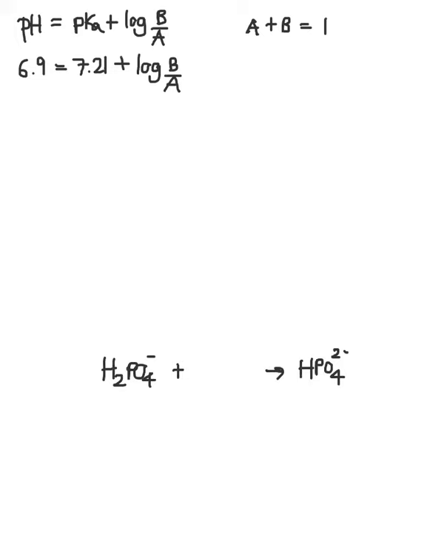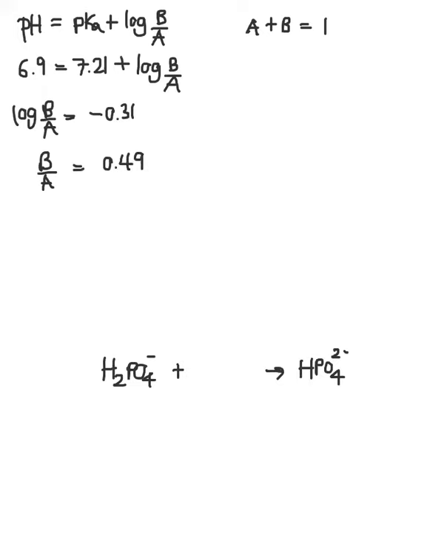Now I would like to show you how to solve for the ratio B over A. Since we have 6.9 as pH and 7.21 as pKa, first you will get log B over A equal to minus 0.31. Then you can take the antilog to solve for B over A, which will be equal to 0.49.